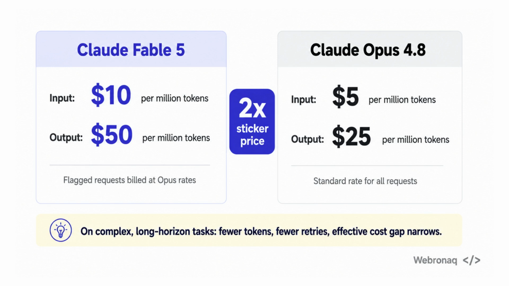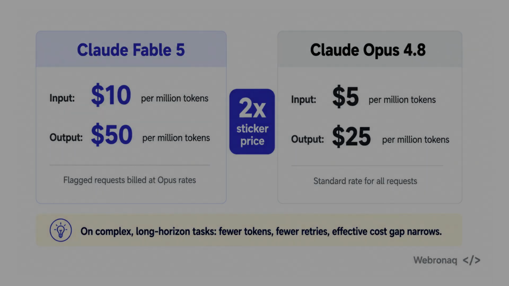On complex, long horizon tasks, Fable 5 tends to finish in fewer turns and produce fewer wasted tokens, because it gets things right earlier in the process. If Opus 4.8 needs 2 correction passes to finish a job, the real cost of those 2 calls can push past a single Fable 5 call. There is also a billing detail worth knowing. Any query rerouted by the safety classifiers to Opus 4.8 is billed at Opus rates, not Fable rates. So for routine, high-volume work, Opus 4.8 wins on cost. For hard, long-running jobs, the gap is often much smaller than it first appears.